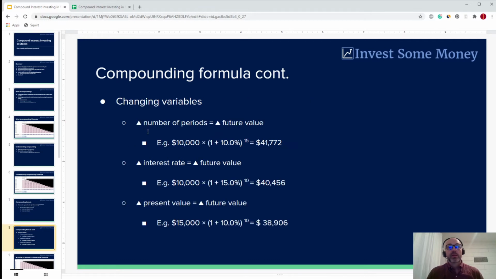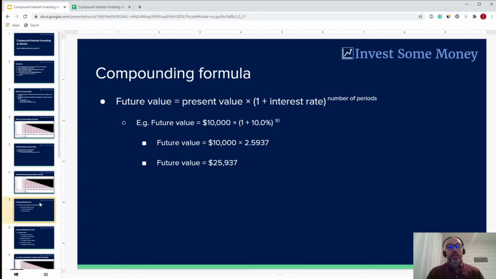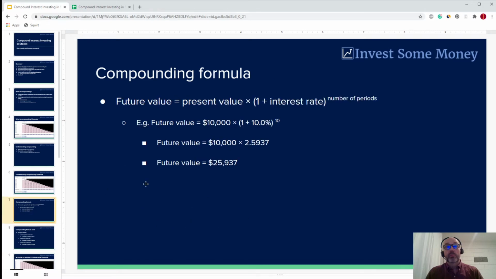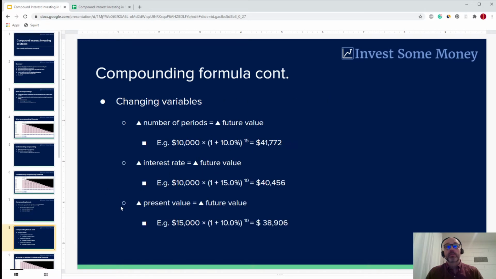We've got three variables there, in essence, when we try to solve for future value: number of periods, interest rate, and present value. So what happens when you change those? As you probably expect, an increase in any of those is going to be an increase in future value. For example, using the previous example but changing the number of periods, we're taking 1.1 to the power of 15 times 10,000. That's equal to 41,772, quite a bit more than our 25,937.